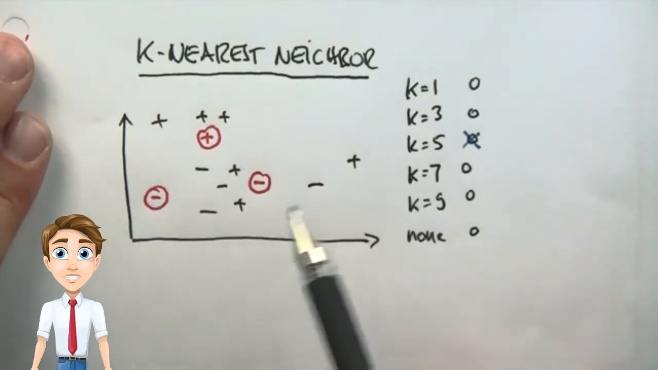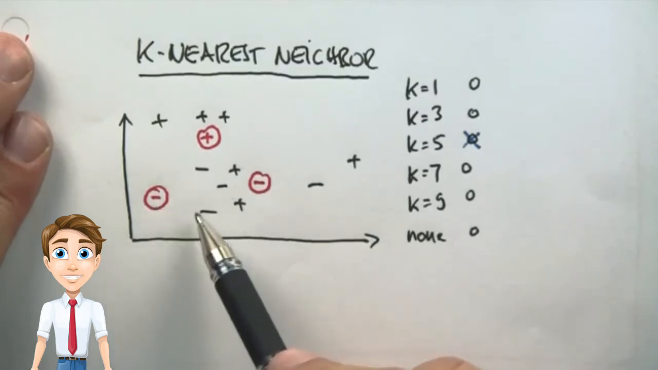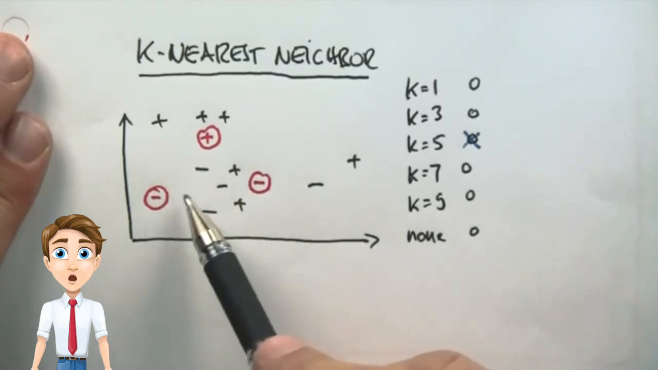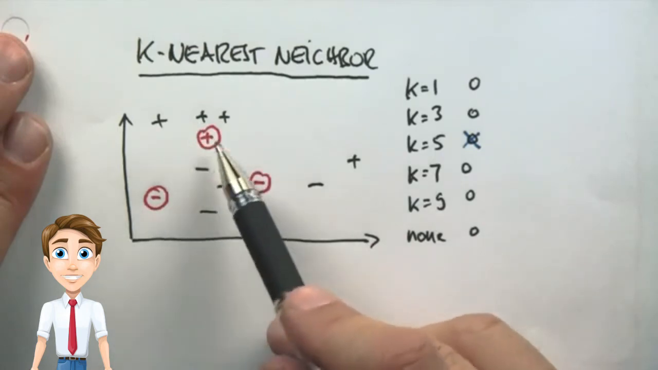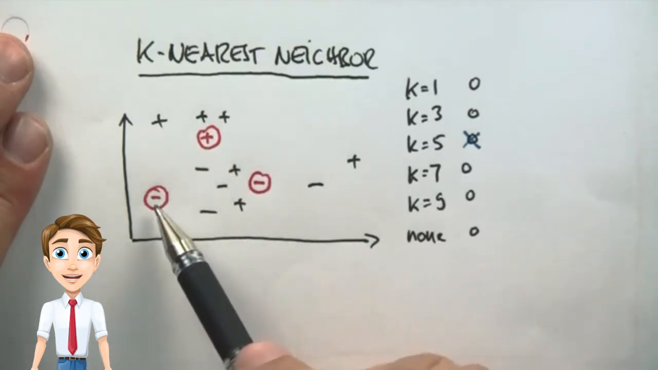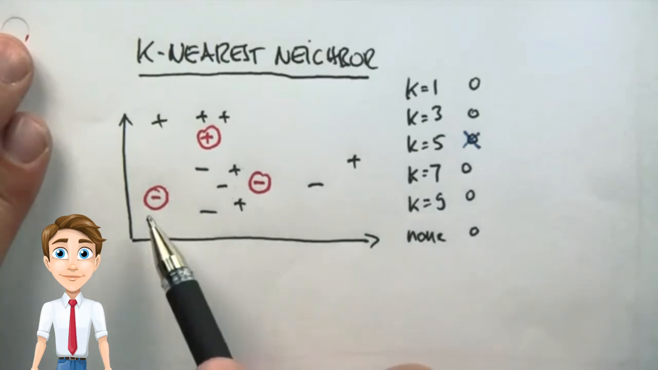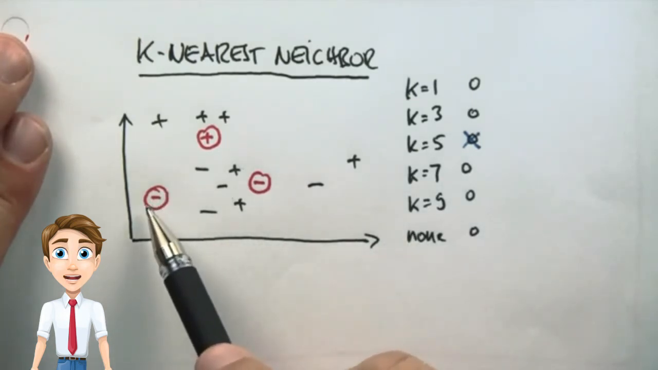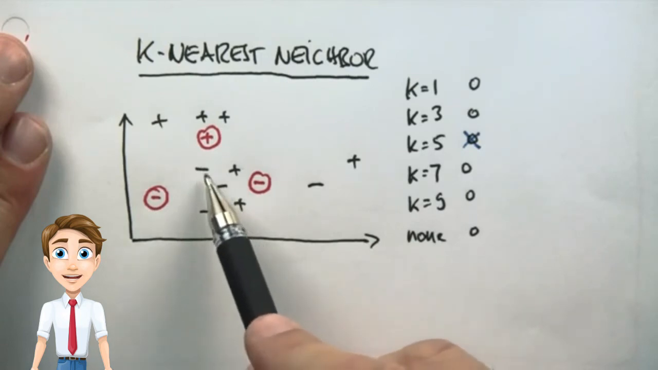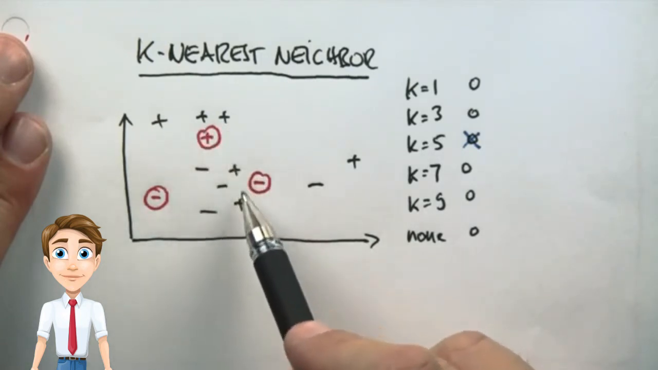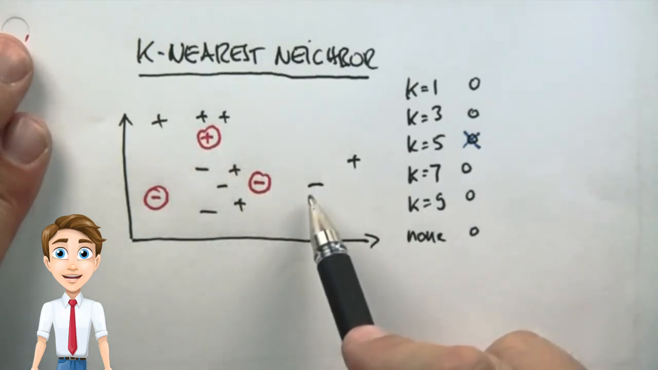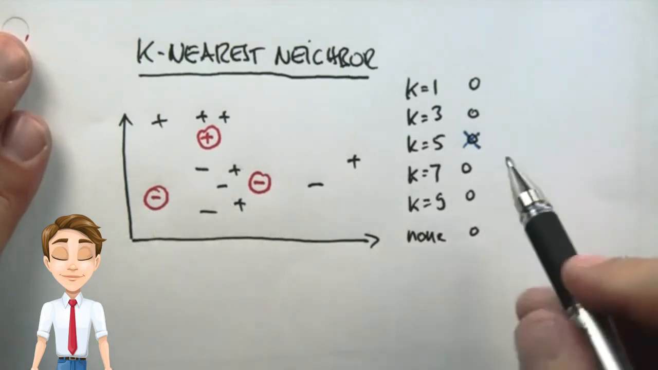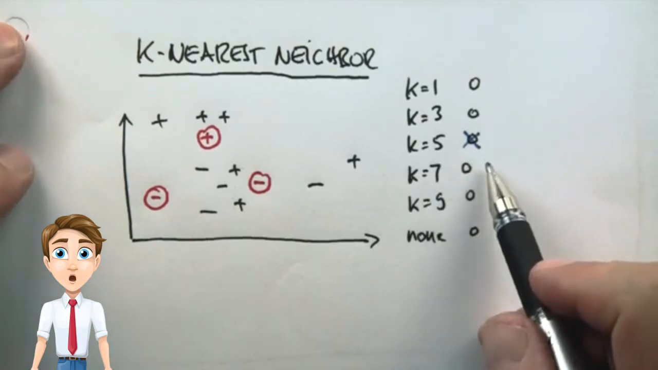For k equals 7, this minus data point will have 4 pluses, the 3 minuses over here, and then everything in the vicinity becomes positive, so it must be 4 pluses. It will be misclassified. And the same is true for k equals 9. The minus over here will have 1, 2, 3 minuses, 5 pluses, and the minus over here, which makes 4 minuses. It will be misclassified as positive. So k equals 5 would have been the only correct answer.